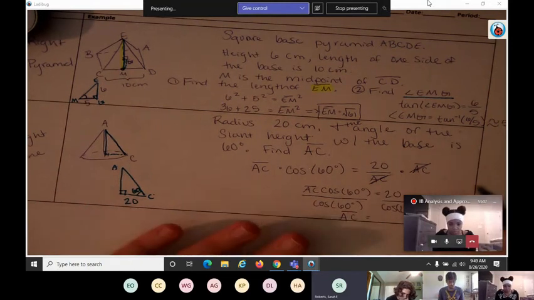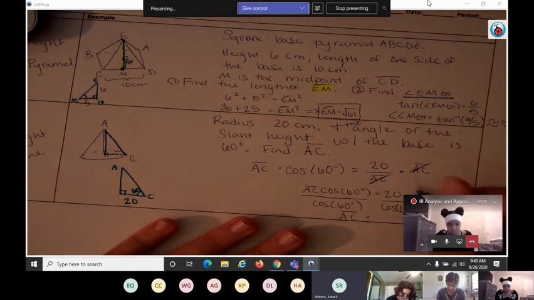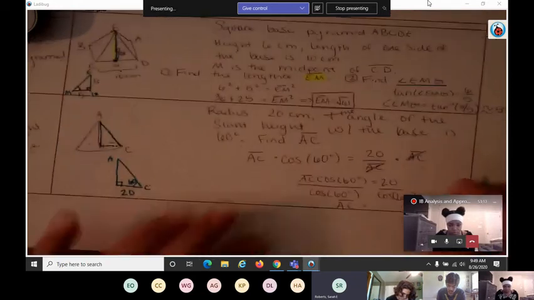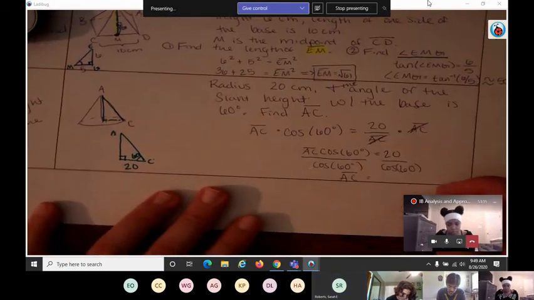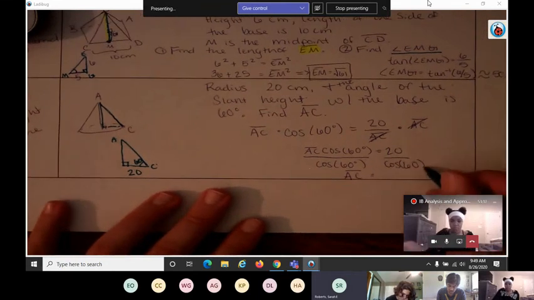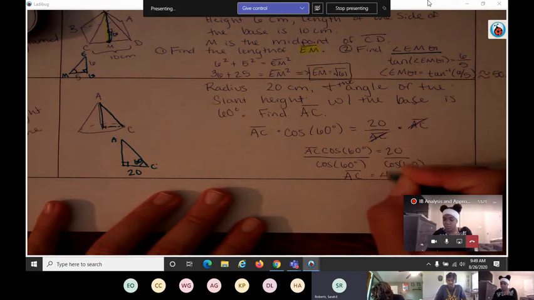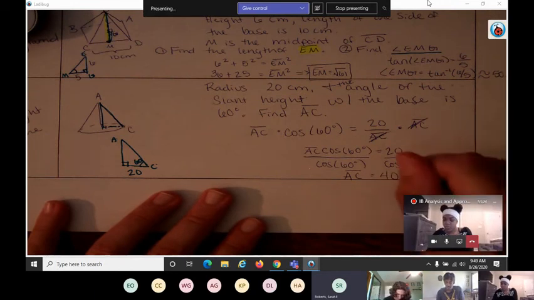So the cosine of 60 should give us a half. So then when we have half in the denominator, we would do the keep, change, flip thing, and you end up with 40 centimeters as your length.